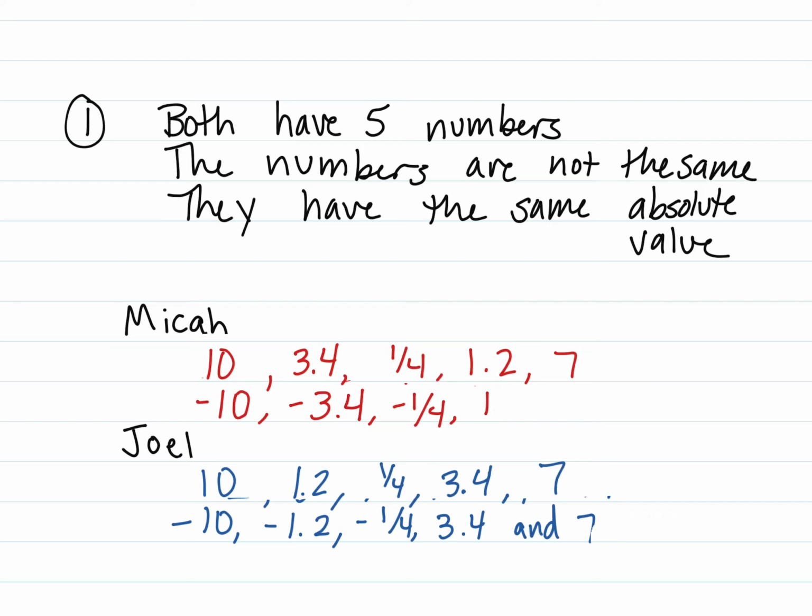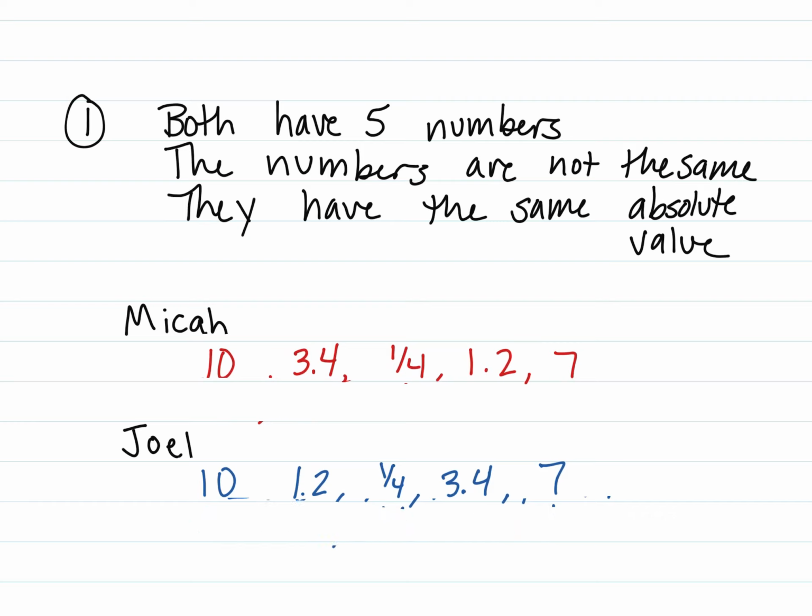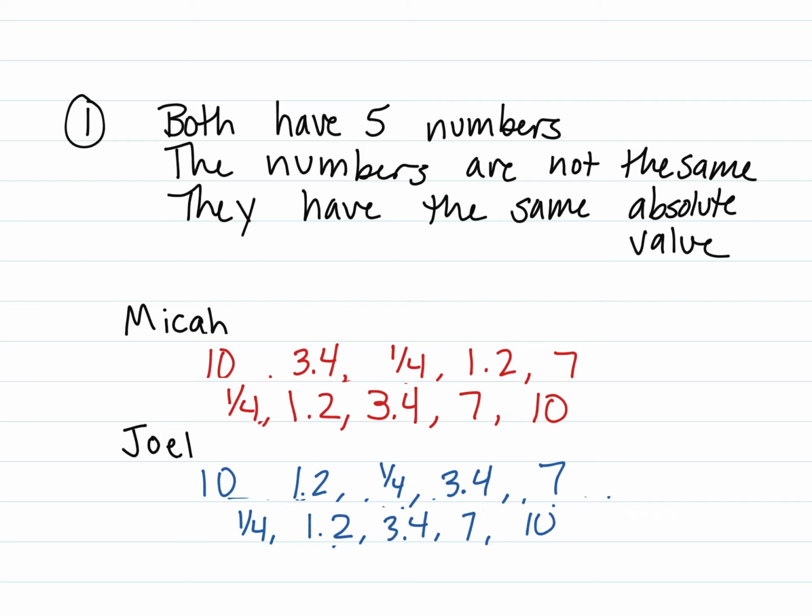So now I'm going to put the absolute values in order. Here, 1/4 is my smallest, then 1.2, 3.4, 7, and 10. Down here, my smallest is 1/4, then 1.2, 3.4, 7, and finally 10.